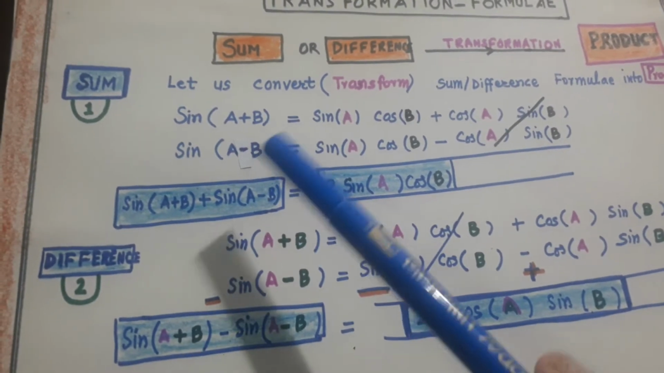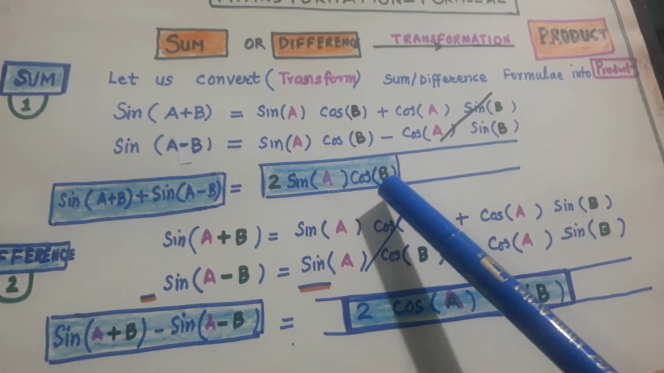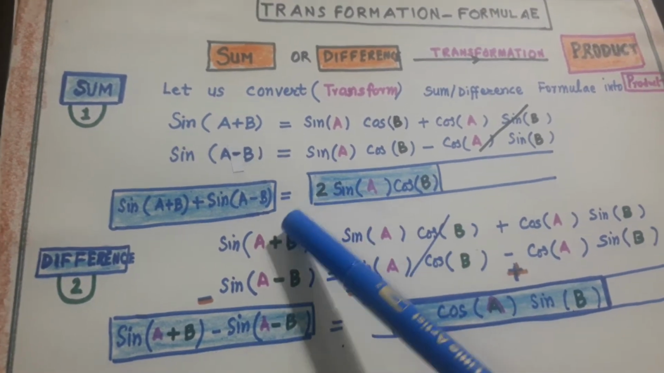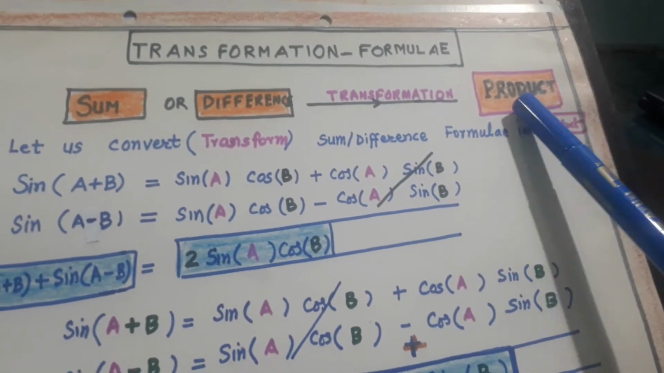So I have now added sin A plus B with sin A minus B, and I have got 2 sin A cos B. It is the product. So sum has been converted into product. This has been converted into product.